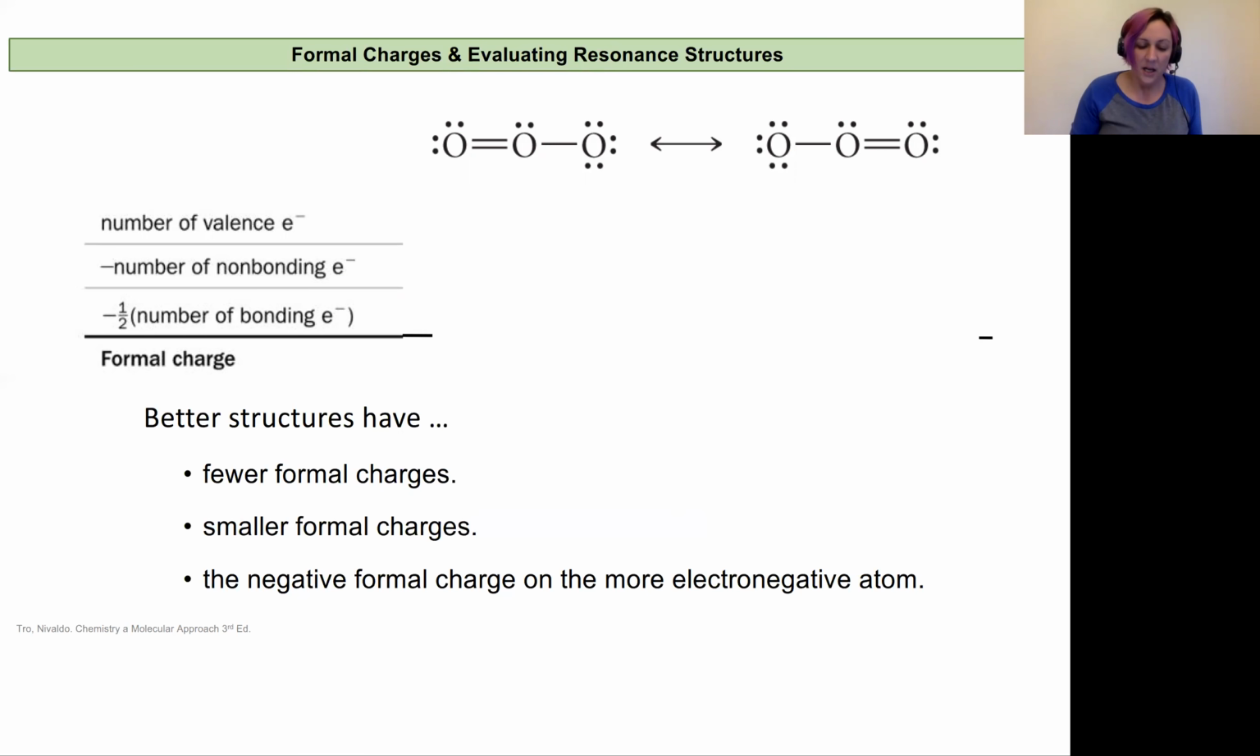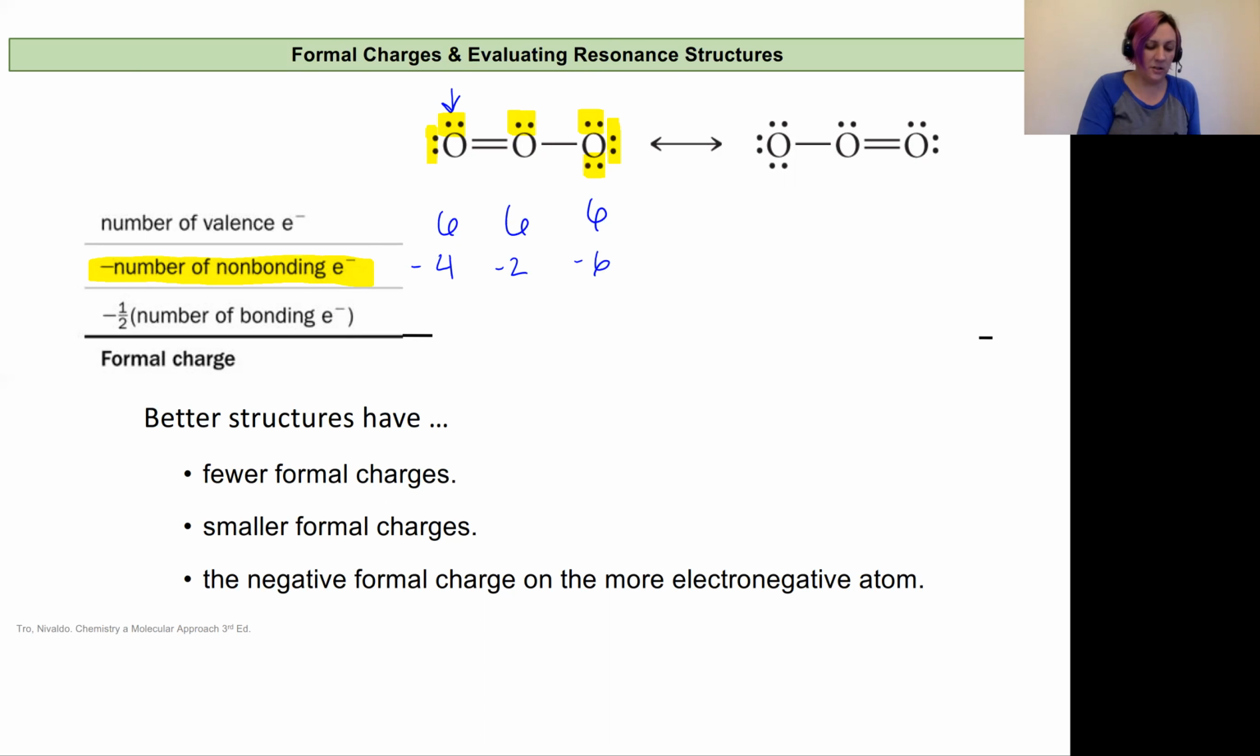For my first oxygen, the total number of valence electrons oxygen has, out of the context of the molecule, is 6. So each of these is going to have 6. Now it's minus the number of non-bonding electrons. This is where it changes based on the atom. The non-bonding electrons are these lone pairs right here. For my first oxygen atom, the number of non-bonding electrons is 4. For my middle one, there's 2. And for my last one, there are 6.